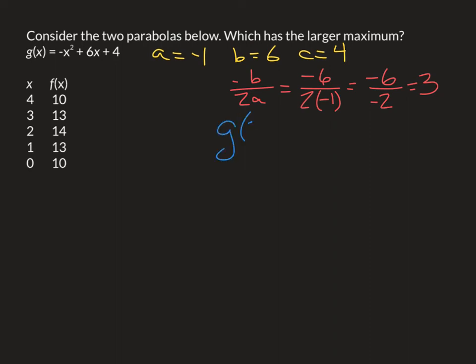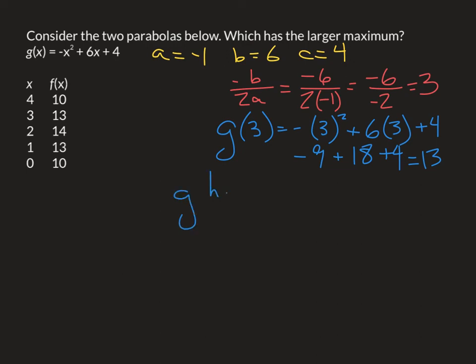So I'm going to do g of 3. So I have negative 3 squared plus 6 times 3 minus 4. 3 squared is 9, times the negative 1 makes it a negative 9. 6 times 3 makes 18, minus 4 more. Negative 9 plus 18 is 9, minus 4 more makes 5. So g of x has a maximum of 5.